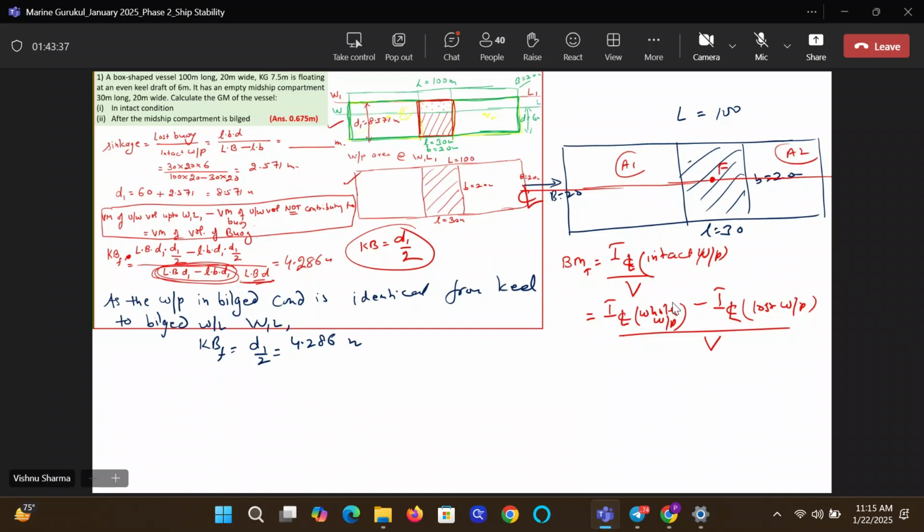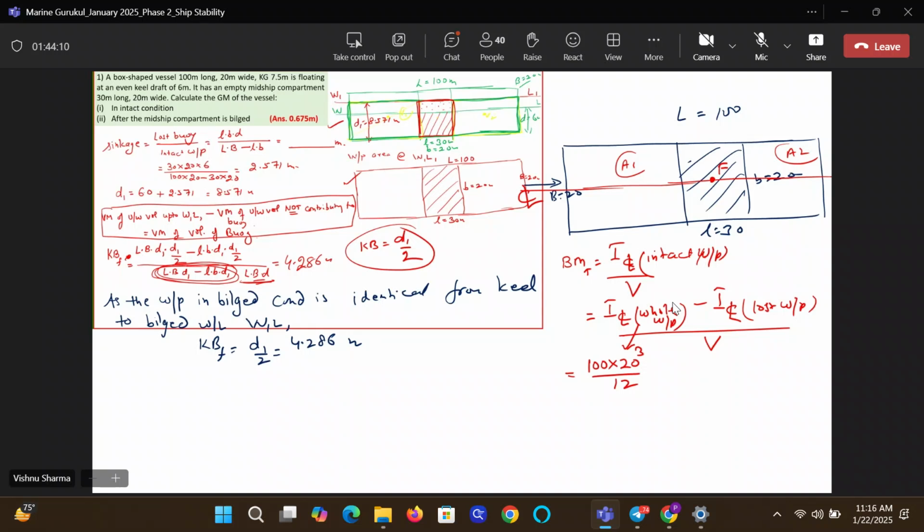Now ask yourself a question. Is center line a standard axis for the whole water plane? Yes, sir. Okay. Can you tell me what will be the value of ICL of the whole water plane? What to multiply with what and divide? 100 into 20 cube by 12. Is he right, guys? Yes or no? Correct, sir.